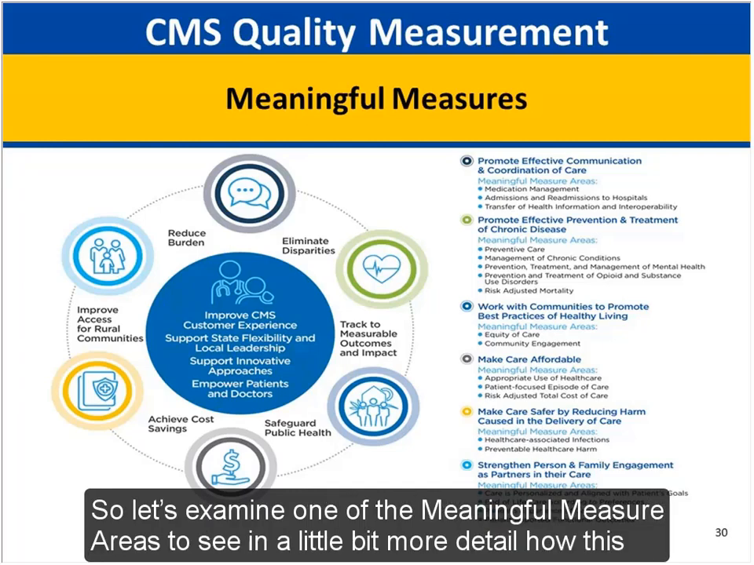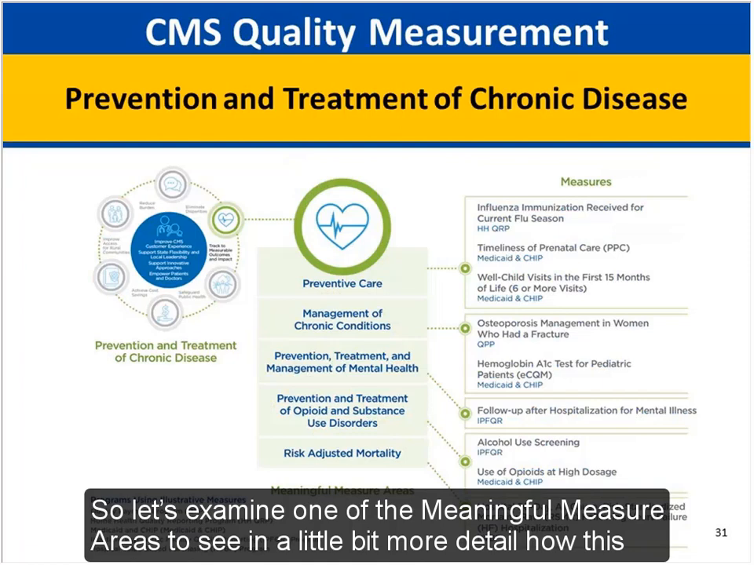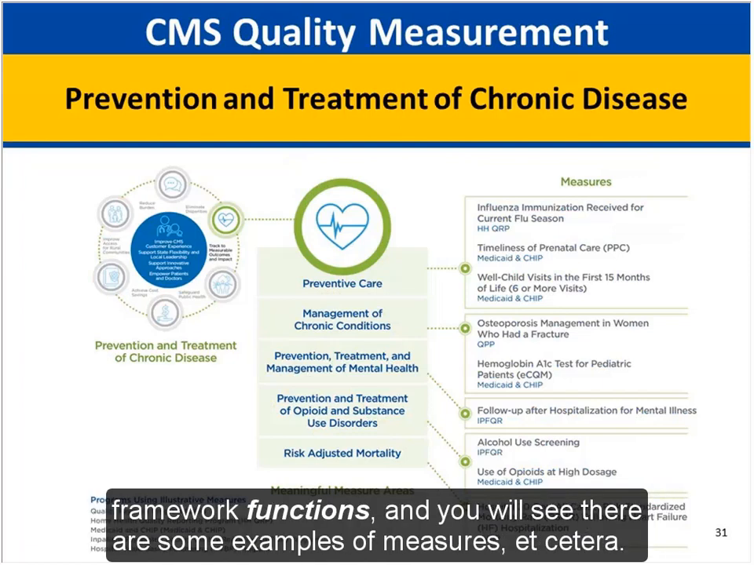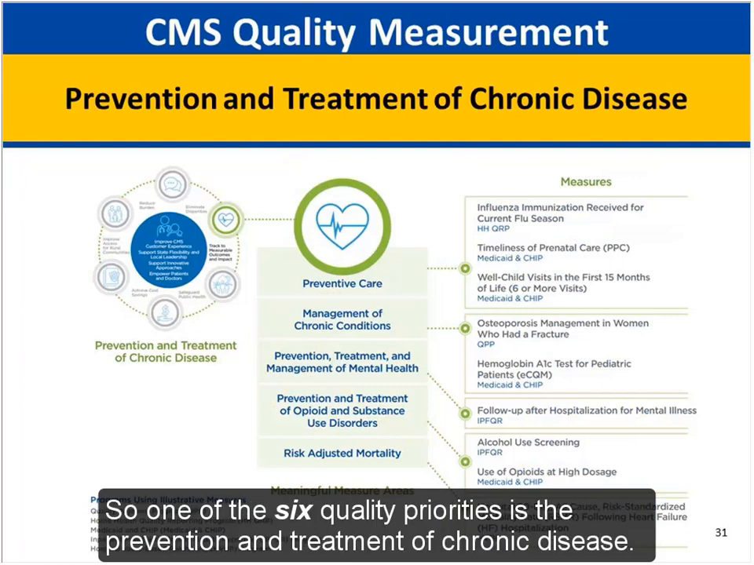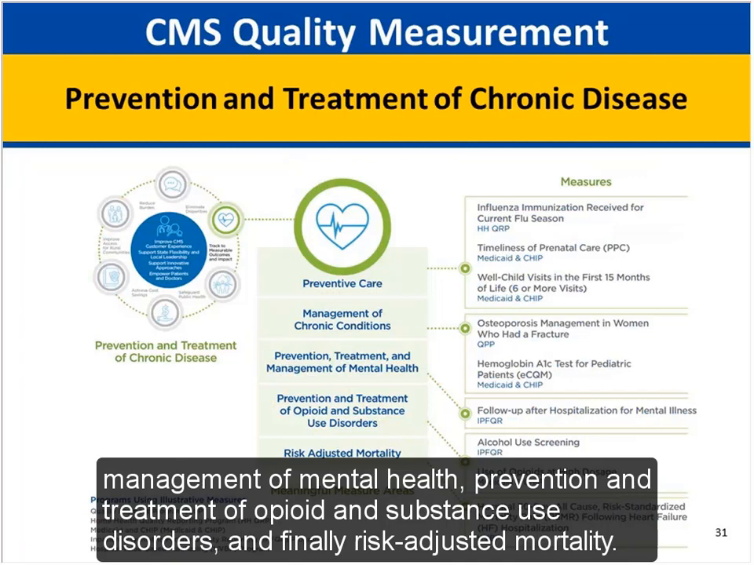So let's examine one of the meaningful measure areas to see in a little bit more detail how this framework functions, and you'll see there are some examples of measures. So one of the 6 quality priorities is the prevention and treatment of chronic disease. It has 5 meaningful measure areas: preventive care, management of chronic conditions, prevention, treatment, and management of mental health, prevention and treatment of opioid and substance use disorders, and finally, risk-adjusted mortality.